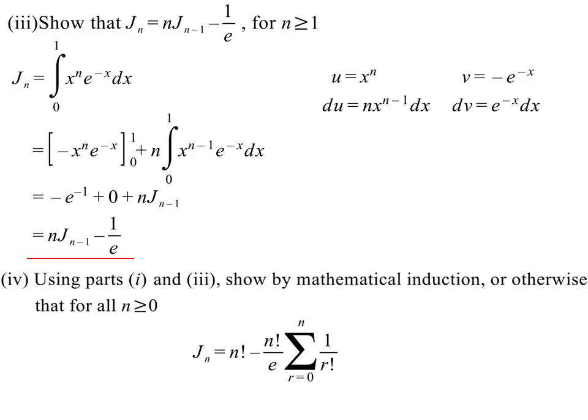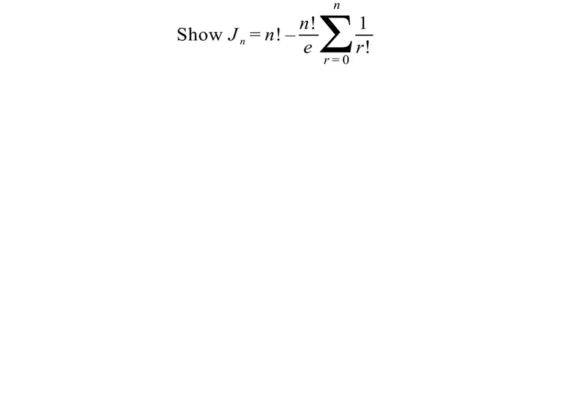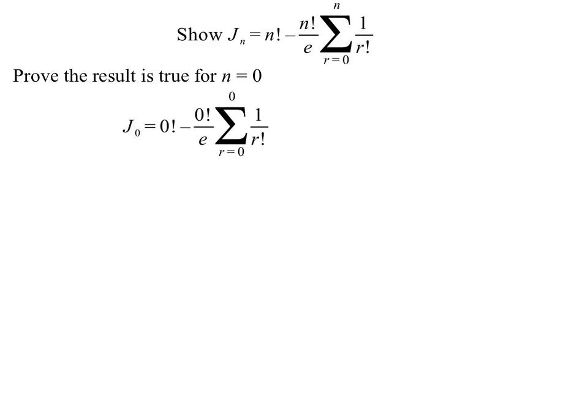Use parts 1 and 3, and by mathematical induction, show that Jn can be written like this: n factorial minus n factorial on e, the sum of all the terms going from 0 to n of 1 on r factorial. That's what we're trying to show. Prove it's true for the first case. The first case in this case is actually 0, not 1. That's why in the very first part we found what J0 was, because we're going to show this is the same thing.